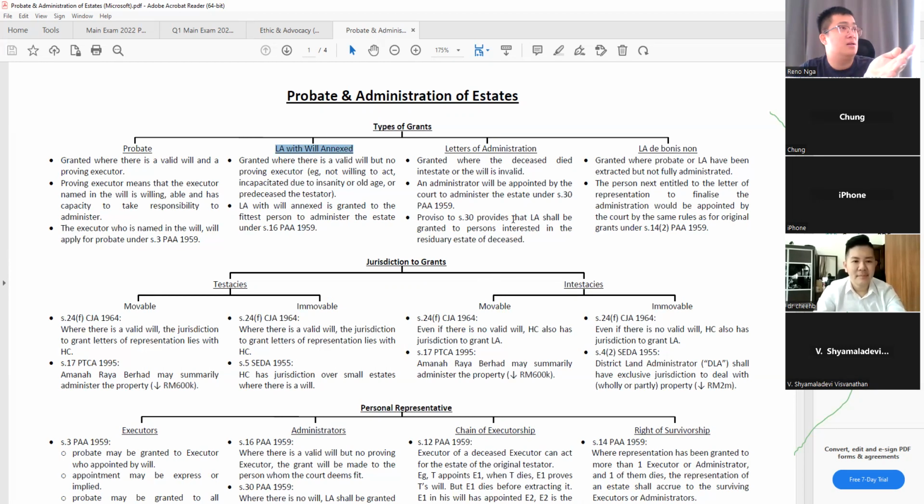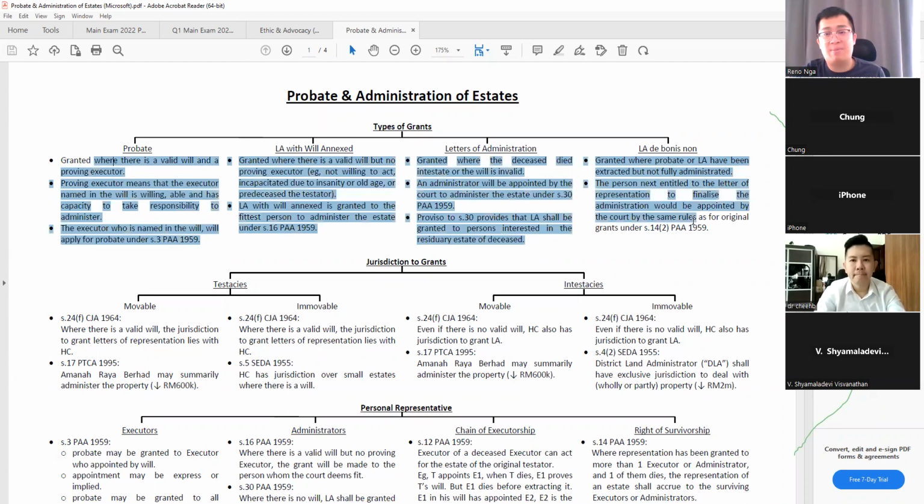And then the last type is LAD bonis non, the letter of administration de bonis non. This is granted where probate or LA has been extracted but not fully administered. What does it mean? It means we applied for either one already, but we never continued to do the necessary steps. In that case, you can apply to the court, because the court is not going to issue a new LA or new probate to you. So the court will grant what is called LAD bonis non. So this is the first part of the question already.